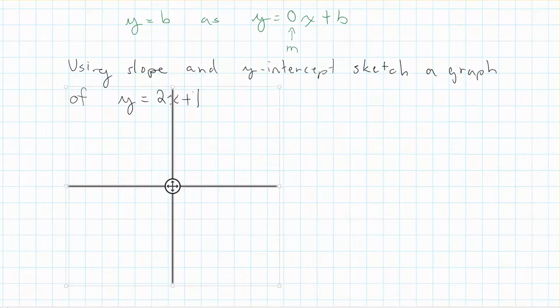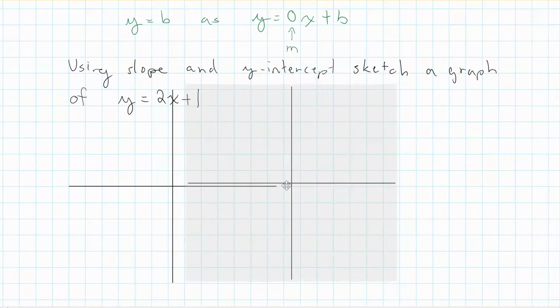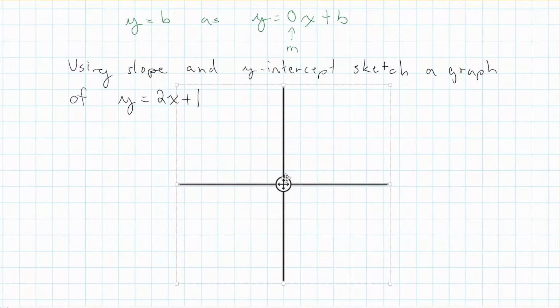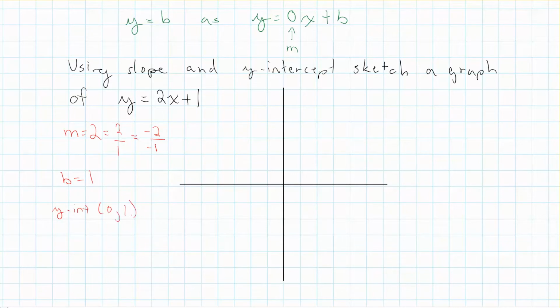Okay, so let's see here. Get a little graph here for us. Try and center it. That's close enough. It's not exactly on my graph paper there, but close enough. Okay, so what do we have here? Well, first off, we have that m is equal to 2, which is the same thing as 2 over 1. Or, if you want to think about it, it's negative 2 over negative 1. Not necessary to think about it in the negatives, but that is one thing we can do. And then we have, of course, b equals 1, which means my y-intercept is 0, 1.